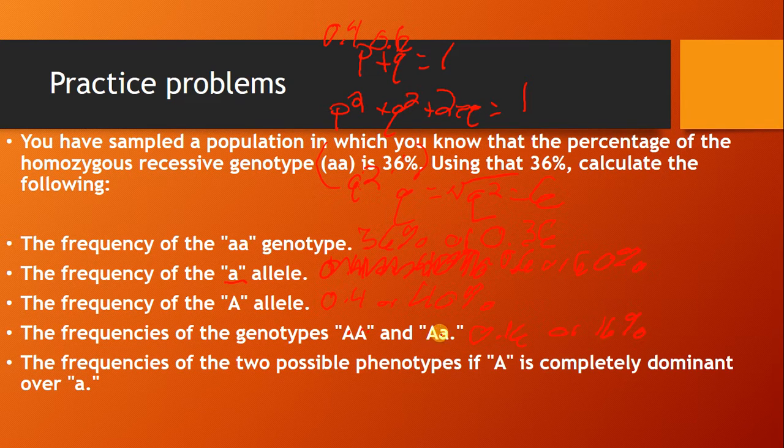What's the frequency of the heterozygote, dominant A with recessive a? 2 times P times Q. So 0.4 times 0.6 would be 0.24, times 2 is 0.48. So Aa equals 0.48.